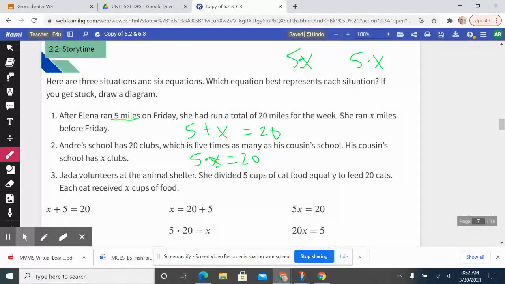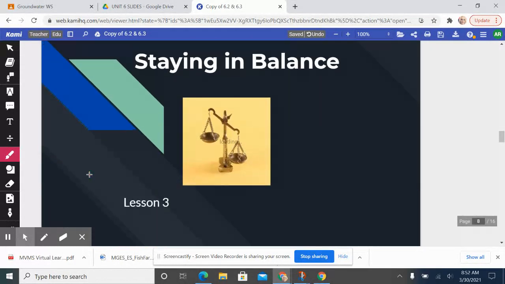So Jada volunteers at the animal shelter. She divided 5 cups of cat food equally to feed 20 cats. Each cat received X cups of food. So it's kind of reverse, right? So we have 20, right? 20 cats, and each cat, they got 5 cups. Okay, so then what we don't know is this little X. It's 5 times, right? Or X amount of food, however you want to look at it. So everything I have in green, you should write down for 1, 2, and 3. And then we are moving on to lesson number 3.